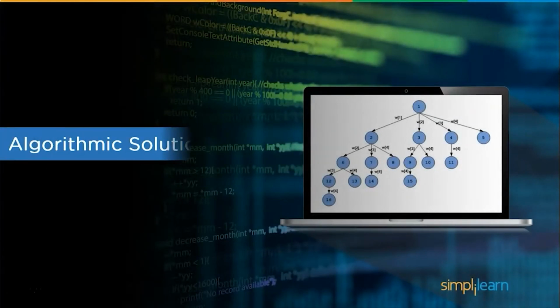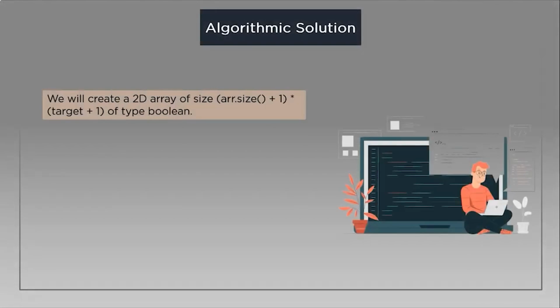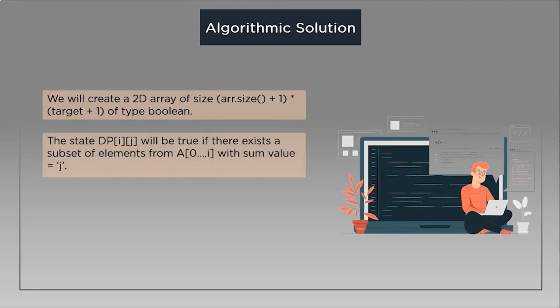Now, let's discuss the algorithmic solution to the subset sum problem. First, we will create a 2D array of size arr size plus 1 multiplied by target plus 1 of type boolean. Next, the state dp[i][j] will be true if there exists a subset of elements from 0 to i with a sum value equal to j.